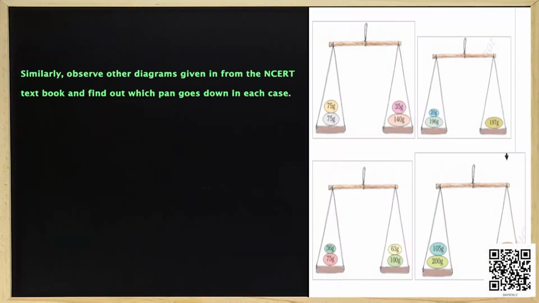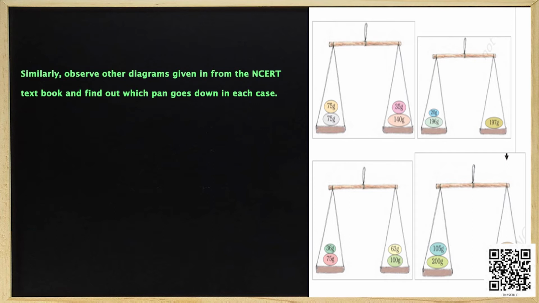Dear students, both pans contain equal weights of 1000 gram. So, it means the pans are going to balance, because pan A also contains 1000 gram and pan B also contains 1000 gram. Similarly, observe other diagrams given below from the NCERT textbook and find out which pan goes down in each case and why. Dear students, now you know that 1 kilogram is equal to 1000 gram.